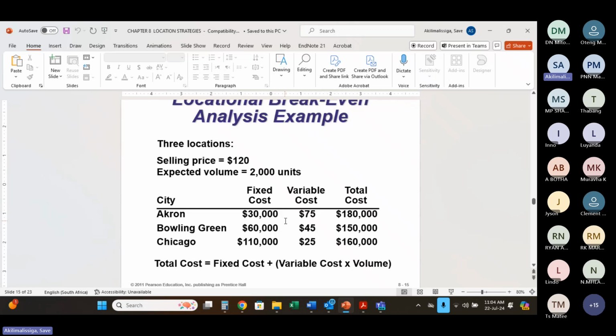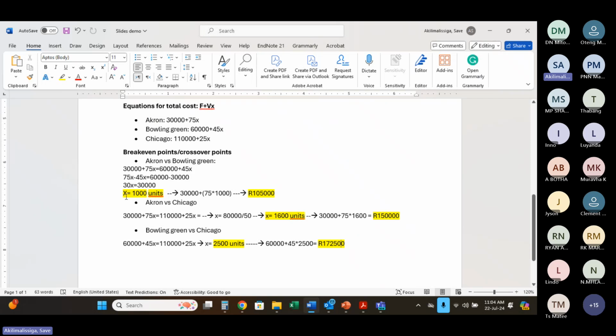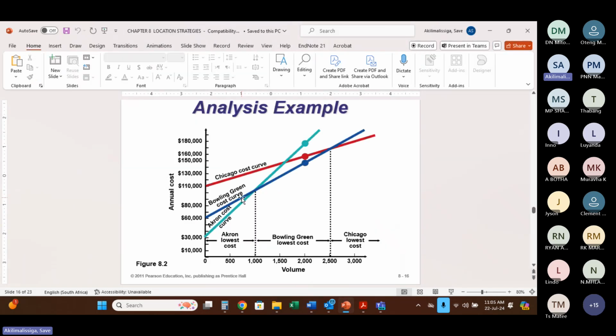Now the second point will be the crossover point where that line will meet with other lines. Now, from the calculations that we did here, we have Akron and Bowling Green. So you know that Akron is going to pass through 1,000 units and 105,000. So in other words, coming back to the graph here, before we even reach here, obviously you have to have the scale.